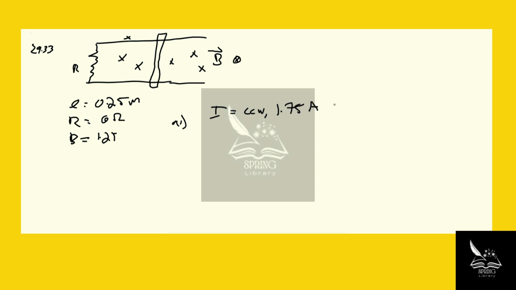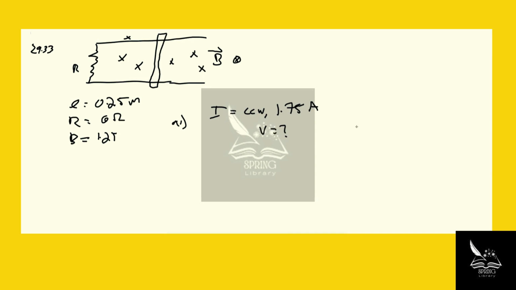Okay, and it gives us the length of the rod is 0.25 meters. The resistance of the resistor is 6 ohms. The magnitude of the B field is 1.2 Tesla. And what we're asking here is when the current is counterclockwise and at a magnitude of 1.75 amps, we want to figure out how fast this bar is moving in which direction.